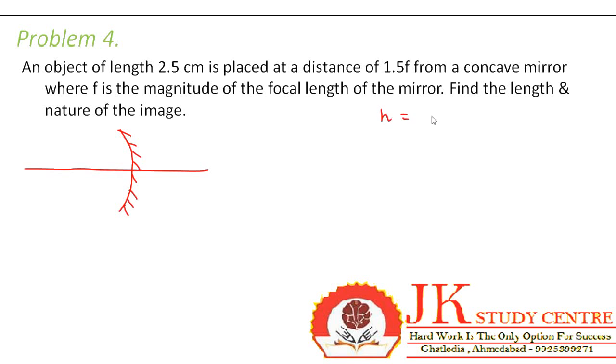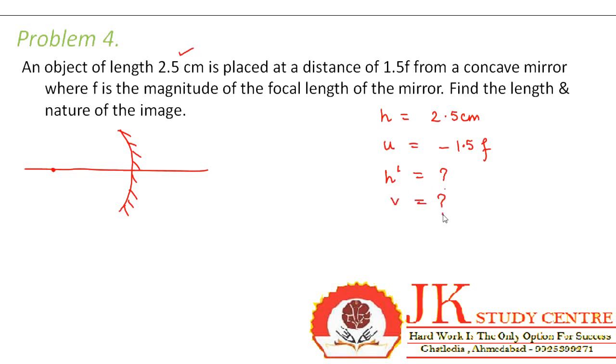Length of the object, that is height of the object, is given as 2.5 centimeters. Distance of the object u is given as 1.5 f. Now since the object is placed on the left hand side, it would be negative. Focal length of the mirror is f. Find the length and nature of the image. So we have to calculate h dash, and also the nature of the image.